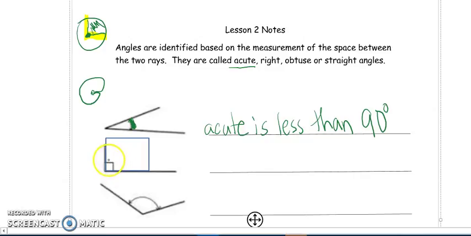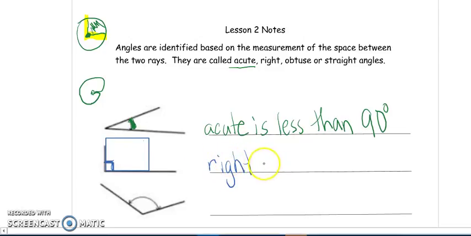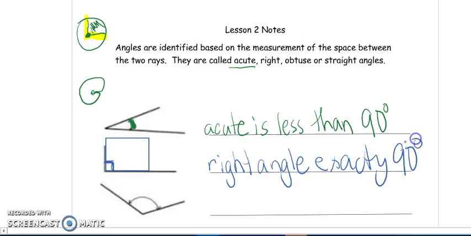Also, I know that if I did draw a straight line out from this line segment and then straight down, I would make a square in the corner. Most 90 degree angles, when you're learning about angles, are identified by a small square in the corner. So a right angle is this type of angle, and it is exactly 90 degrees. So it's exactly this measurement here. Okay?